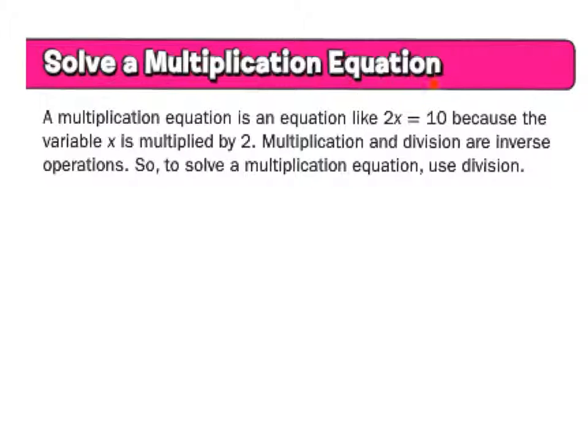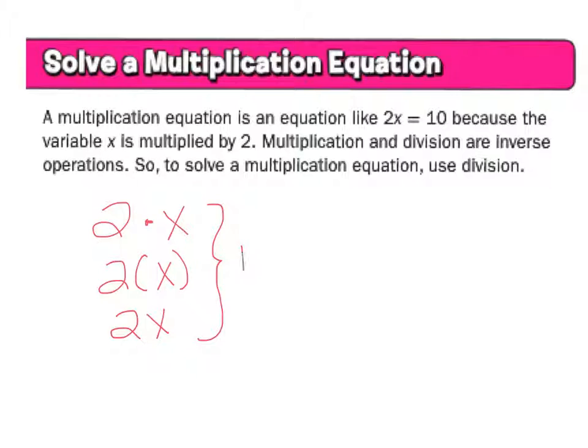Solving a multiplication equation. A multiplication equation is an equation like 2x equals 10, because the variable x is multiplied by 2. So we could write 2 times x, we could say 2 parentheses x, or we can simply say 2x. All of these are ways of multiplying.